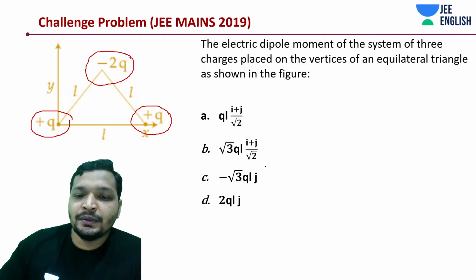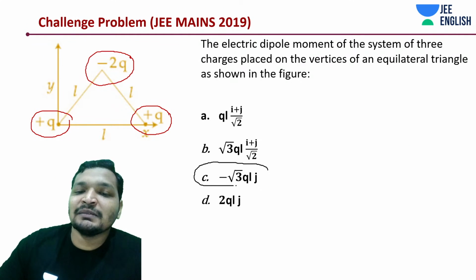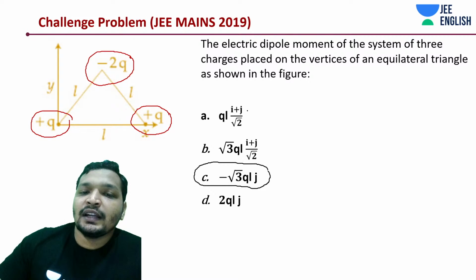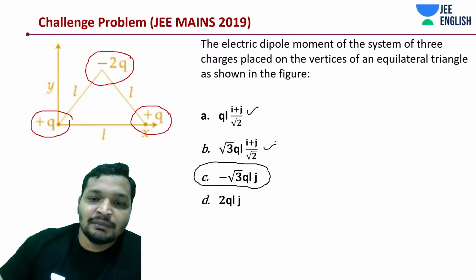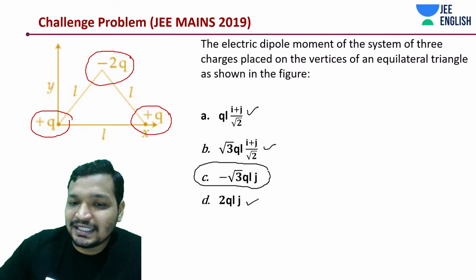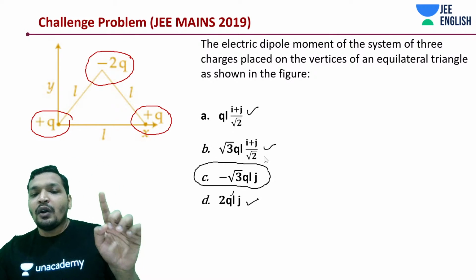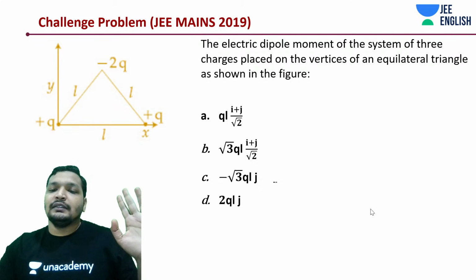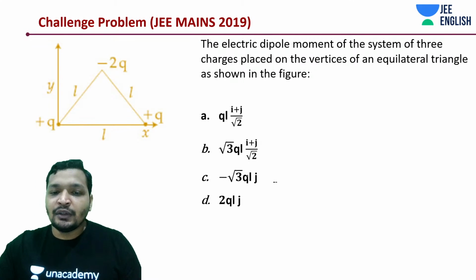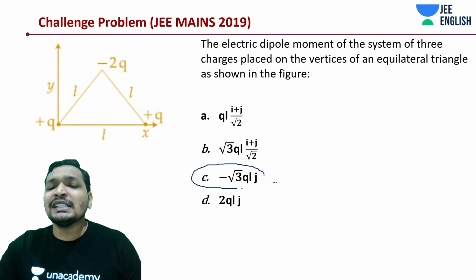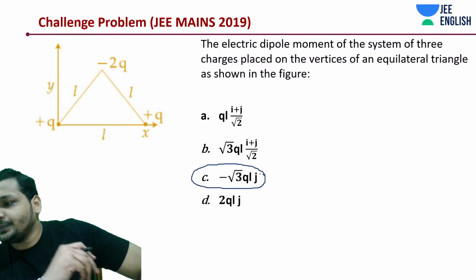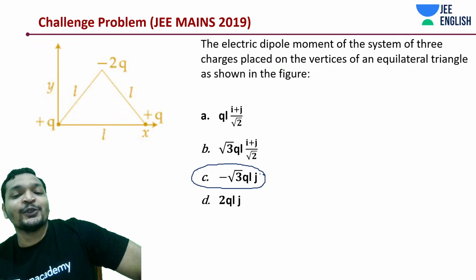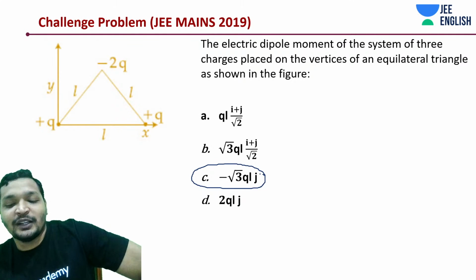Let's verify our option. Only C has minus j net. Rest of them are i plus j. This has something like i plus j. This has plus j. Only one option among all of them has minus j. So you can simply in your exam say this might be the answer. This is the correct answer. Anyway, try to calculate the magnitude to come to a final conclusion. That is what I would advise.